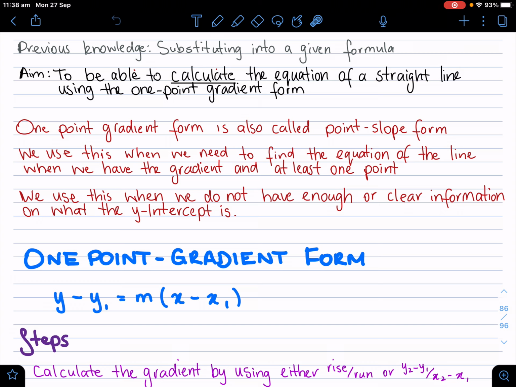When do we mainly use this? Well, we mainly use this when we do not have enough information or clear enough information on what the y-intercept of a line is. Because if we know the gradient and we know the y-intercept, you can very easily find the equation of the straight line using the gradient-intercept form, which is y equals mx plus b. However, if you can't see the exact point of the y-intercept or you don't know the y-intercept, then you're going to have to use the one-point gradient form.